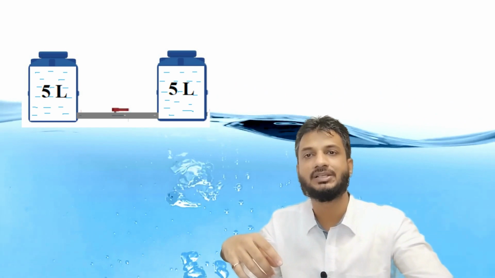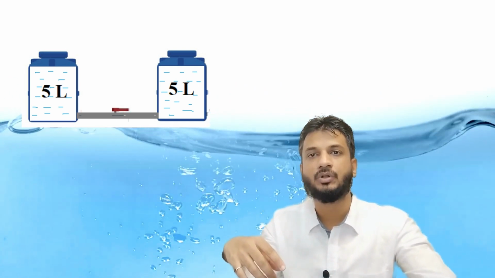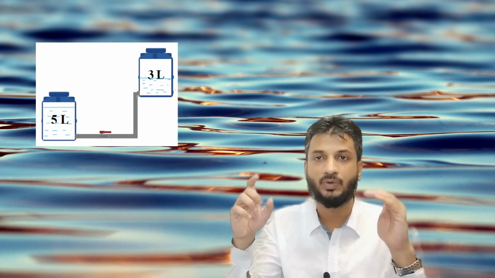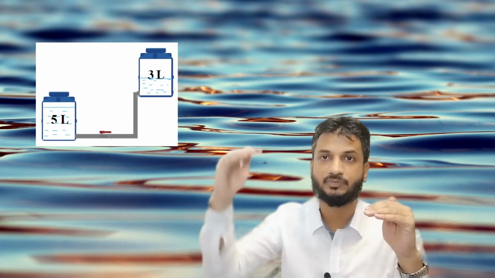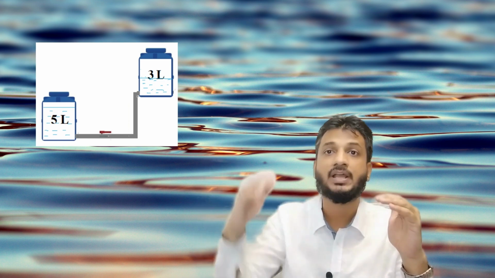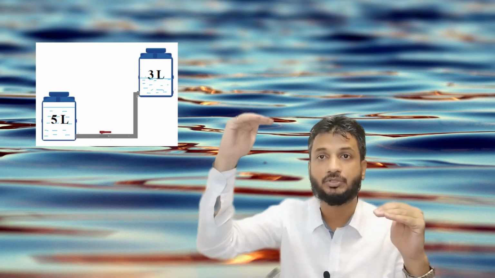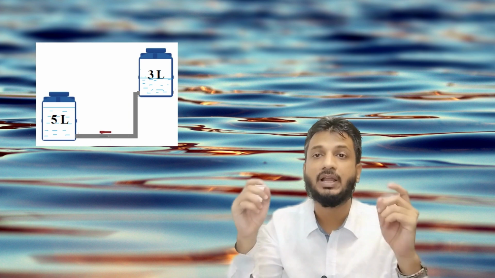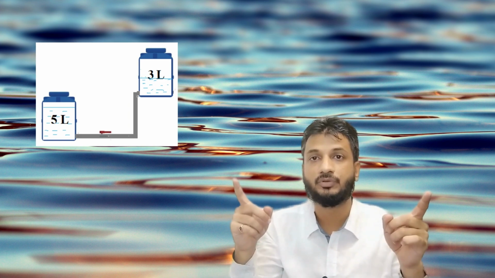Now let's take this example in another scenario. We have two tanks again. One tank has 5 liters of water, one tank has 3 liters of water, and the 3-liter tank is on top at a height. What will happen? Pause the video and answer, where will the water flow?